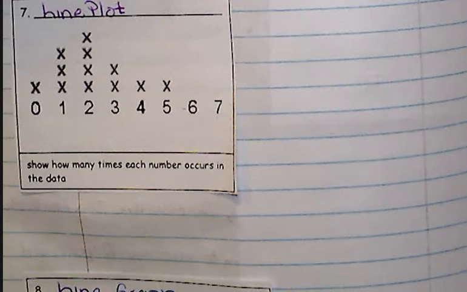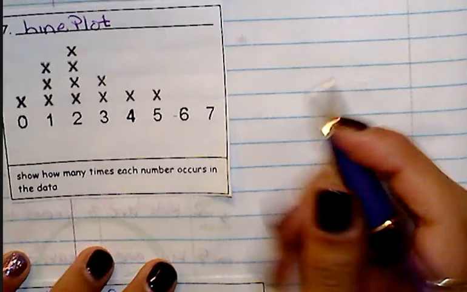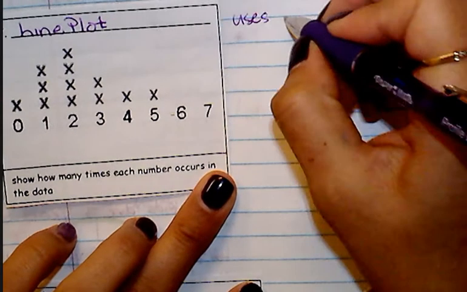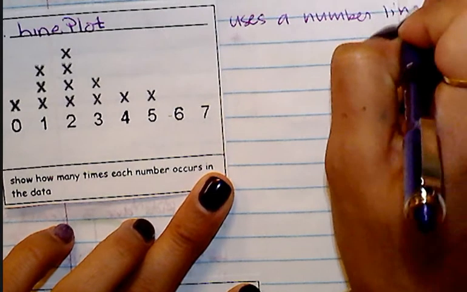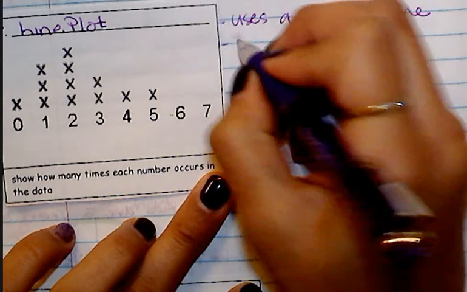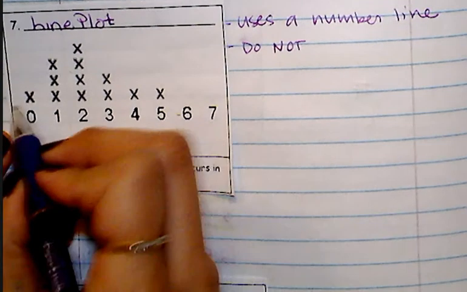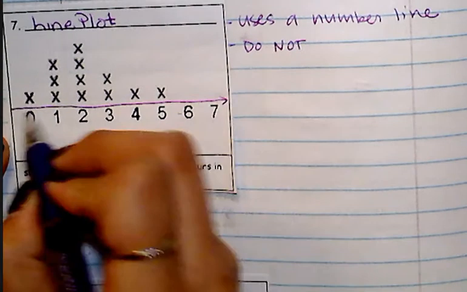Line plot. It uses a number line. I have to include all of the numbers, right? You have to, yes. So it has to go 1, 2, 3, 4, 5, 6, 7, 8, 9, 10. I cannot skip a number just because I don't have that number. Right, because a number line doesn't skip numbers. So I like to draw a line right here to help me remember that it's a number line.